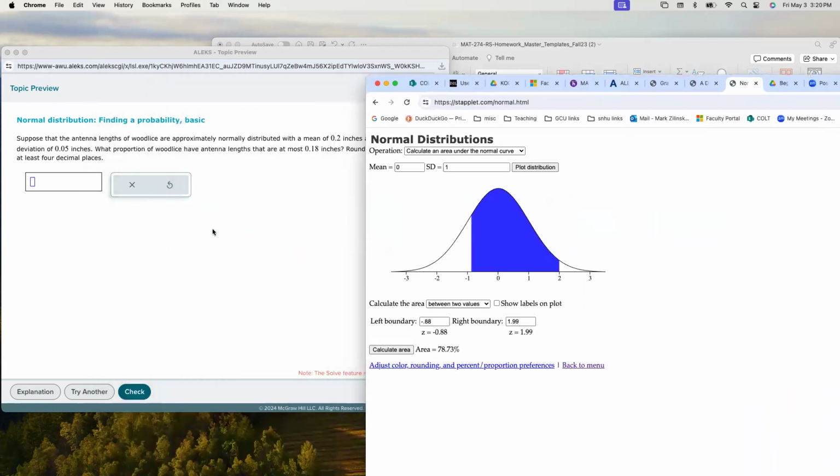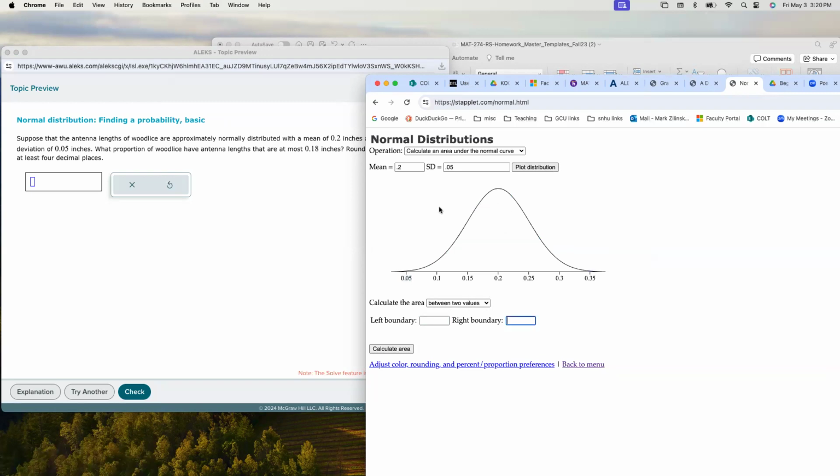So anyway, we could enter in the mean of 0.2 and the standard deviation of 0.05, and just highlight that 0.05. What that's going to do, I'm just going to replot that. That should clear all this stuff out. Okay, so that's what the distribution looks like.